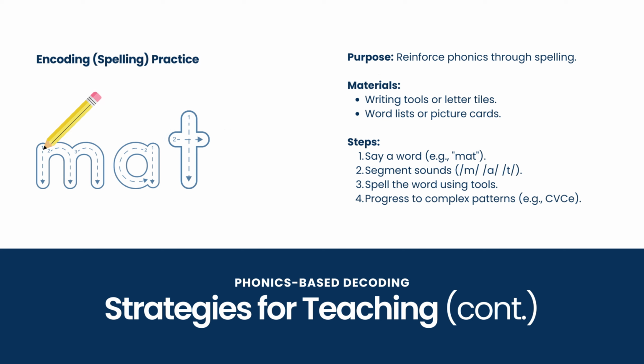Encoding, or spelling practice, reinforces phonics patterns by having students spell words they hear. Start with a simple word such as mat and have students segment it into /m/ /a/ /t/. Using tools like letter tiles or dry erase boards, they can then spell the word. As they advance, introduce more complex patterns such as silent E words like cake, gradually progressing to even more advanced patterns. This activity supports both phonics and writing development.